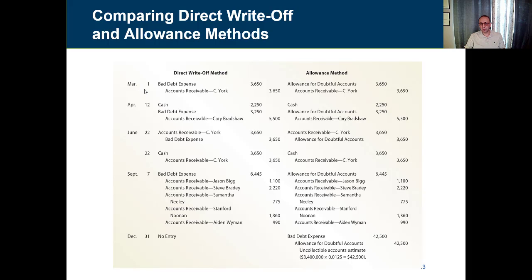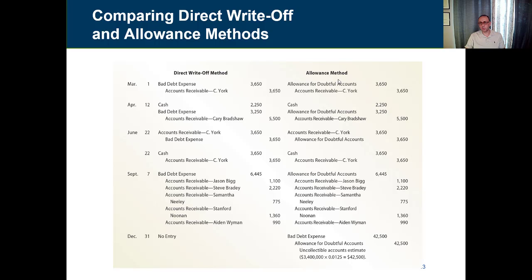So you see here on March 1st, under the direct write-off method, we debit the bad debt expense and we credit accounts receivable for Sea York. And this is what we record whenever we have a customer who is not paying, so when we decide to write off their account. So in this case, we debit the bad debt expense.